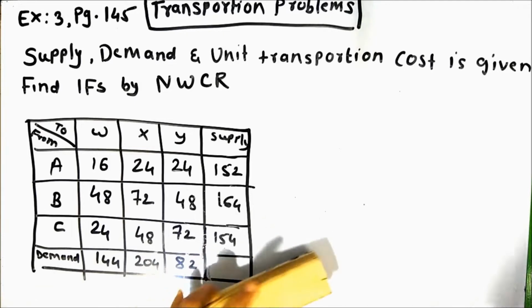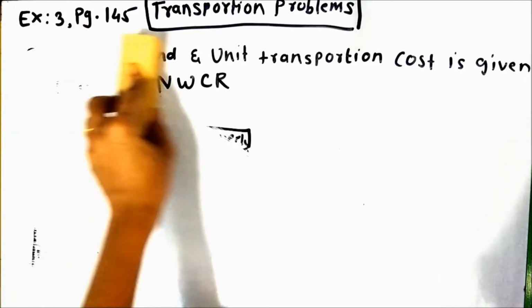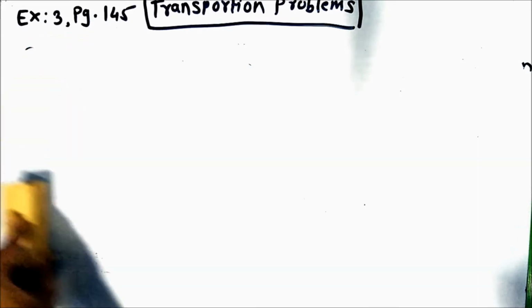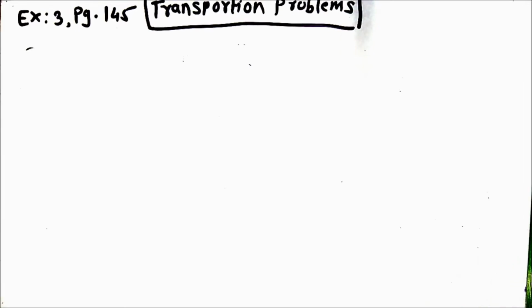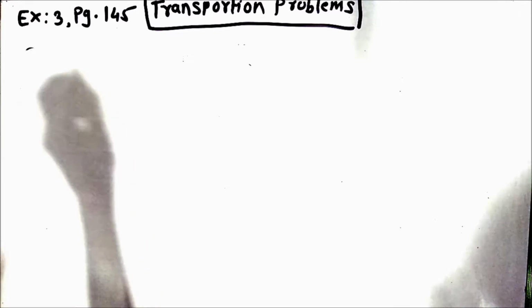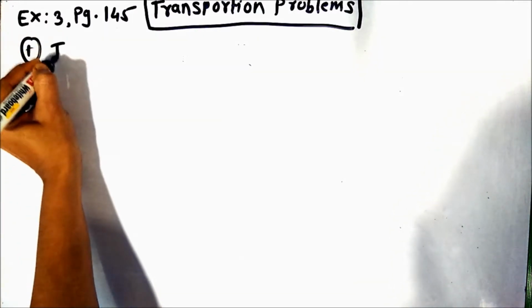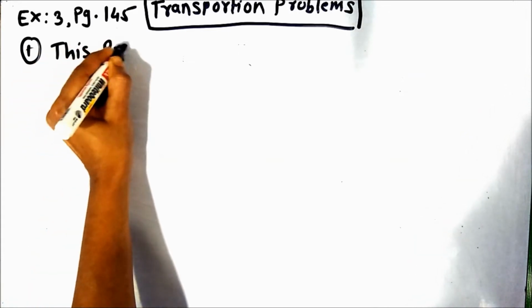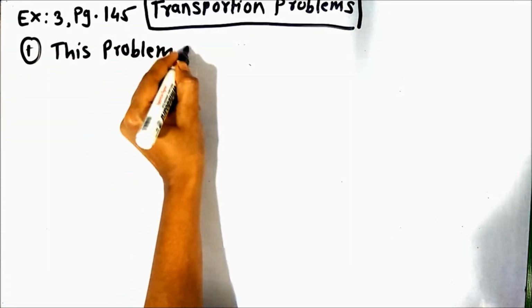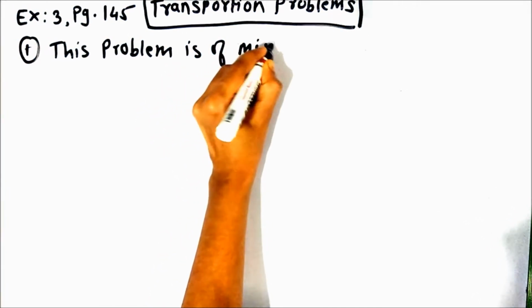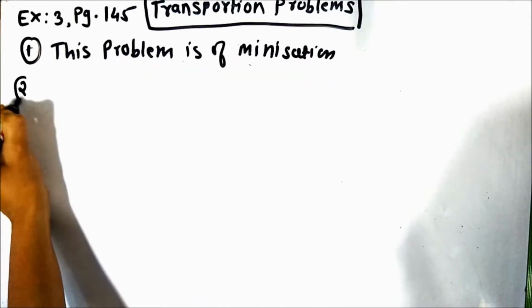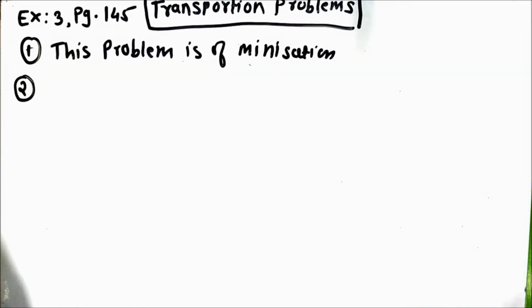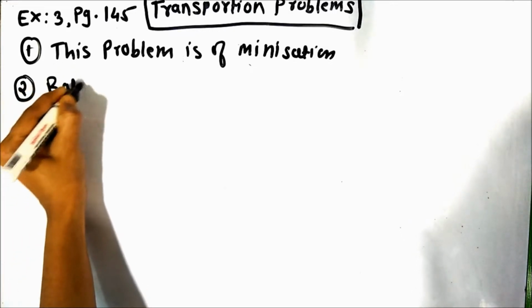We have to solve the initial feasible solution step by step. Our first step is to find out whether the problem is of minimization or maximization. As I have already told you, the cost word is mentioned, so our first step is that this problem is a minimization problem. Our second step is to check whether the problem is balanced or not. So second will be finding balance.